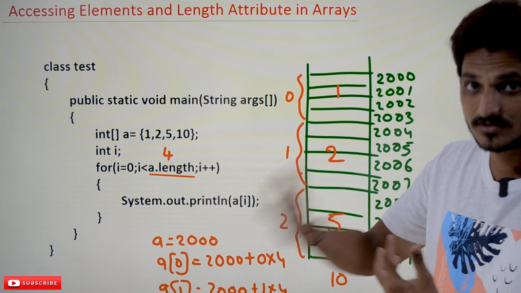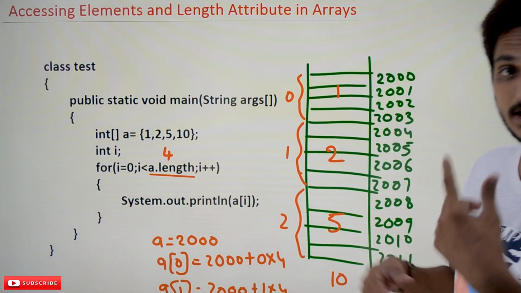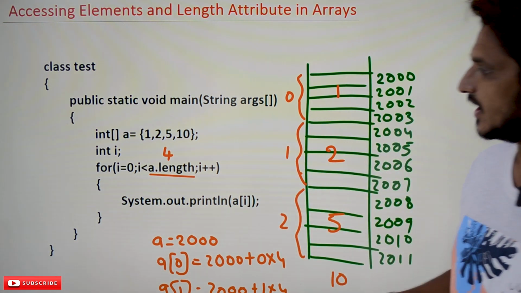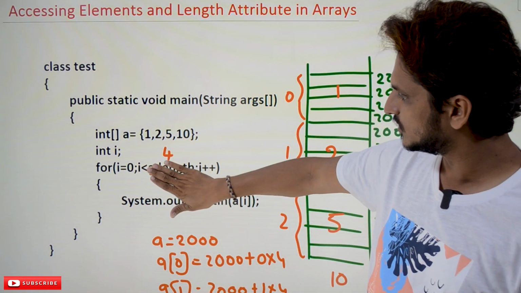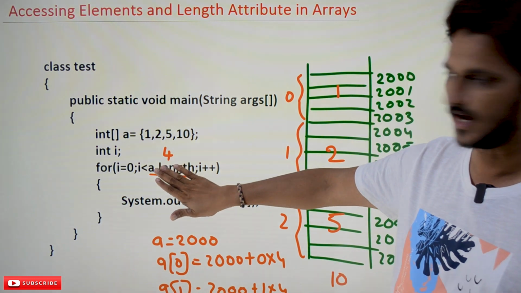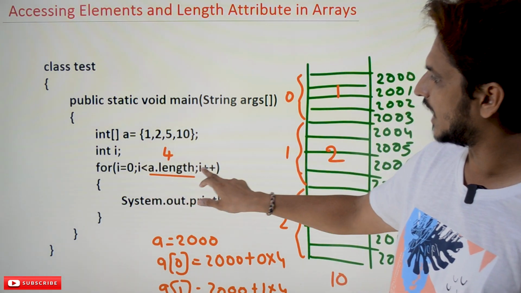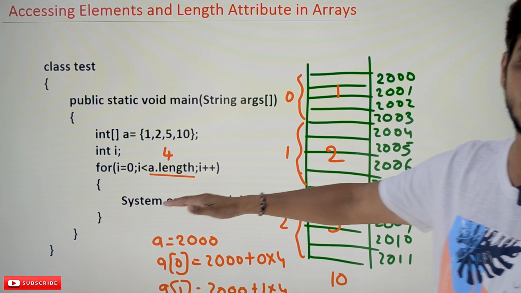So how to access the elements? Using a loop, we are going to access the elements. for i = 0; i < 4; i++. Forget about a.length for now, we are going to discuss it at the end. This loop executes 4 times.